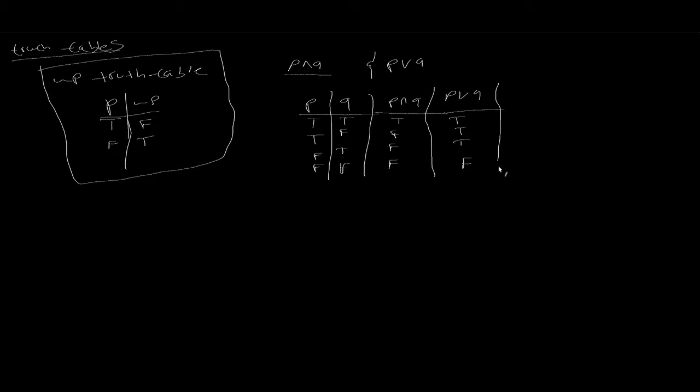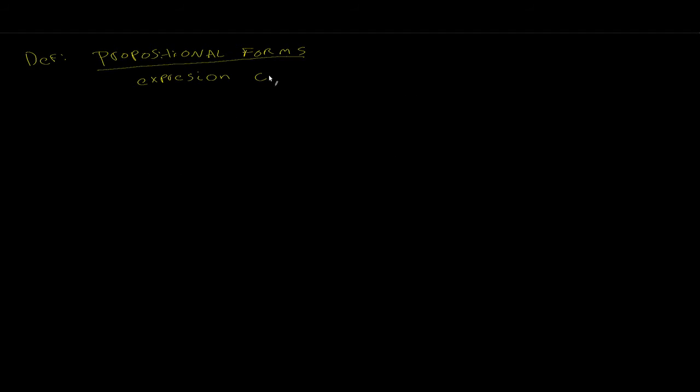Now we're going to look at P or Q. So if one of them is true, then it's true, and if both are false, then it's false. This is a definition for propositional forms. It's just when you add P, Q variables and the logical operators, which is not, or, and.